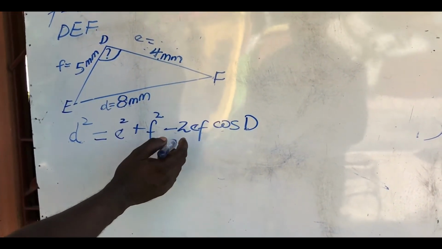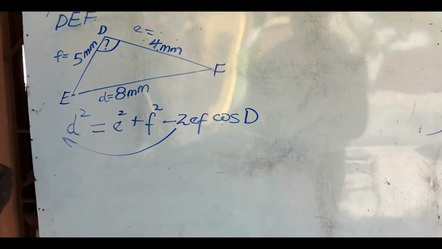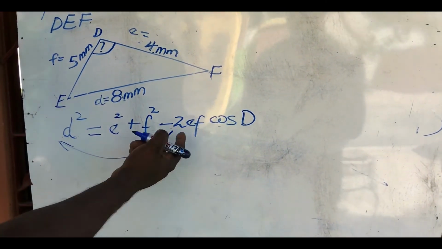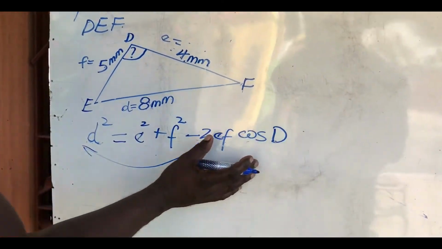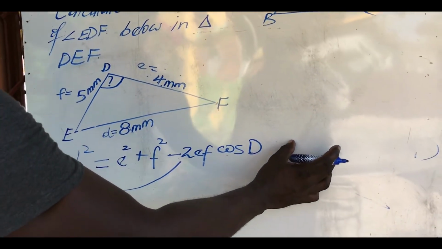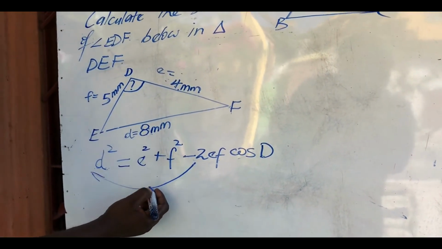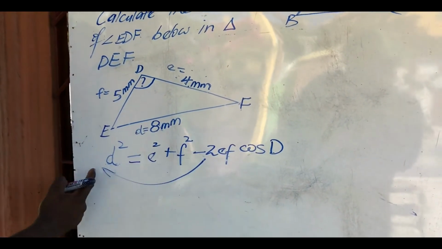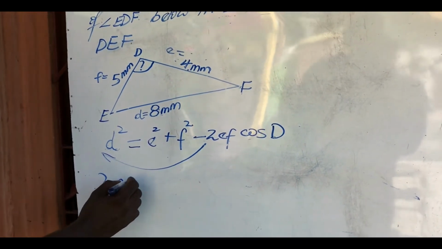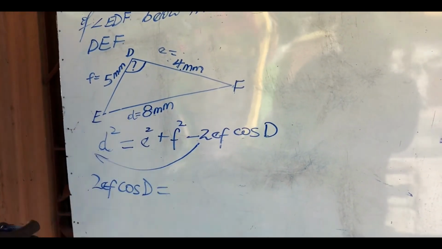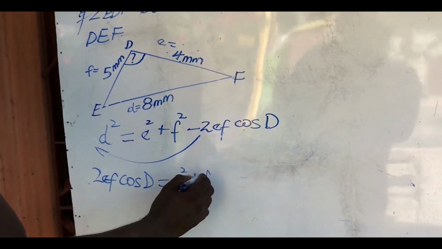What I could basically do is to transfer all of this over to the other side of the equation. This is minus 2EF cos D. I could add 2EF cos D to get rid of this. But if I add it over this side, I would add it over this side as well. But what I'm doing is simply taking this over to the other side. The sign will change because I don't want to work with the negative. So I will get 2EF cos D equals, now what was already over here is E squared plus F squared.